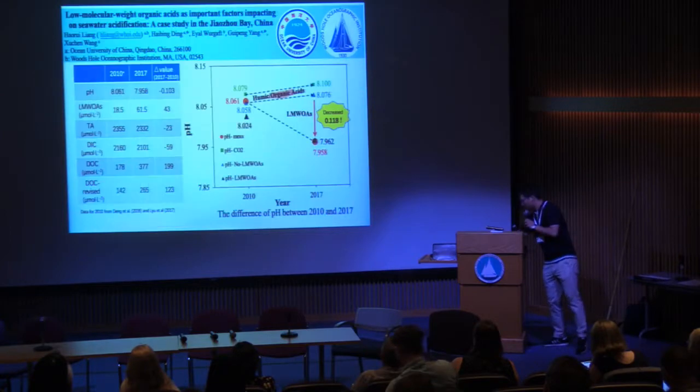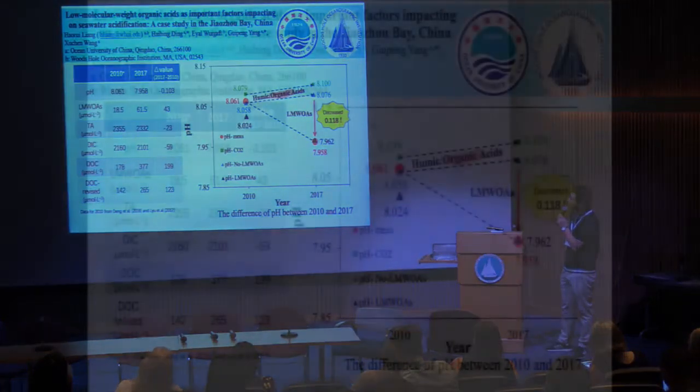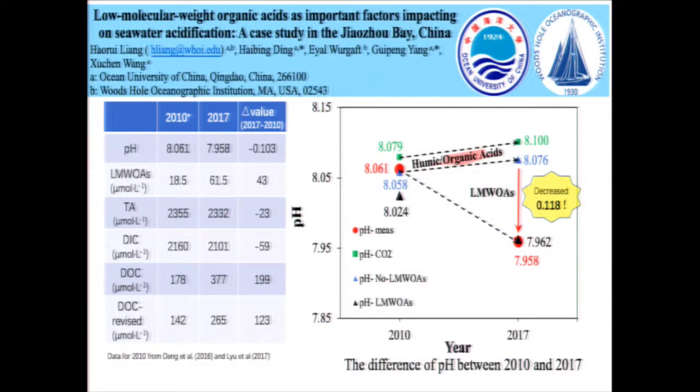We investigate how low molecular weight organic acids impact seawater acidity by using data from 2010 and 2017. The table shows the major parameters of 2010 and 2017. In the figure, we can see the measured pH decreased in 7 years. If we only consider the carbon dioxide system influence, we calculate the pH using total alkalinity and DIC. The result is shown as the green square. We can see the results have an increasing trend, which is opposite to the measured value.